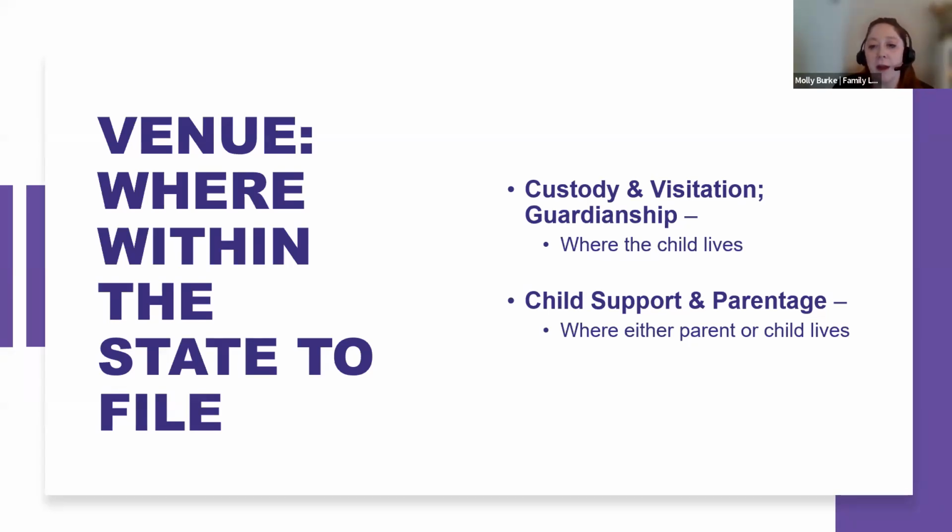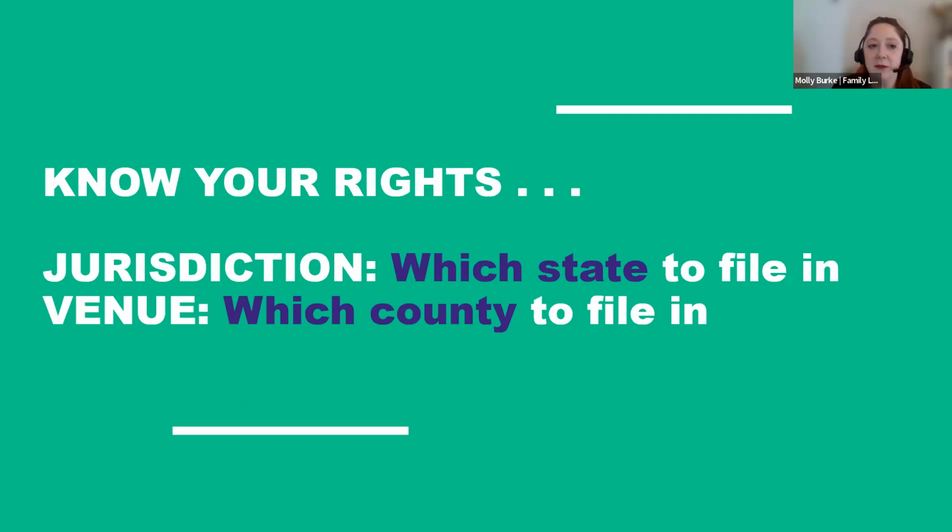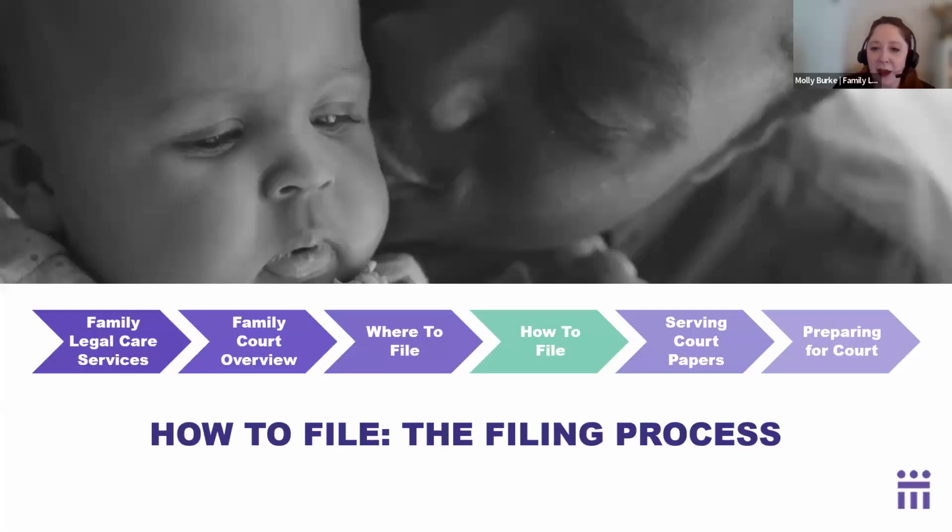For child support and parentage cases, venue is appropriate in the county where either parent or the child lives. So again, in our example, Ben could file for child support against Xavier in Queens, where Xavier lives, or in the Bronx, where Oliver and Ben live. Essentially, this comes down to jurisdiction, which state you're filing in, and venue, which county to file in. So now I'm going to hand it back over to Jessica to talk about the filing process.